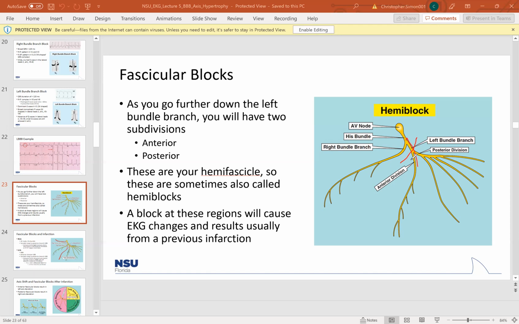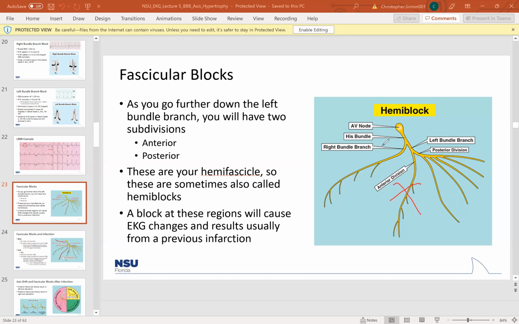Now, things can get a little more complicated on the left side because depending on where the block is, if the block's up high like this, it's going to block the anterior and the posterior fascicle because they're below it, right? But the block doesn't have to be high up here. The block can be a little bit lower. So you might just have a block right here.